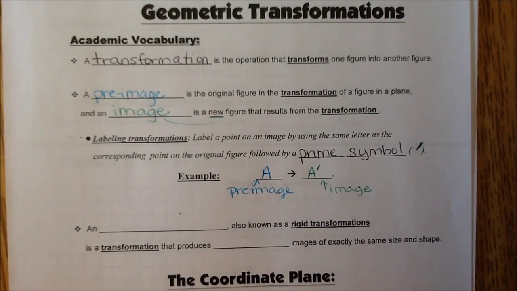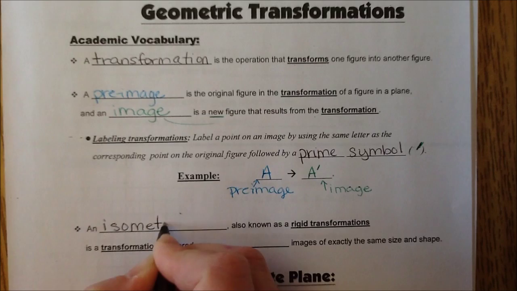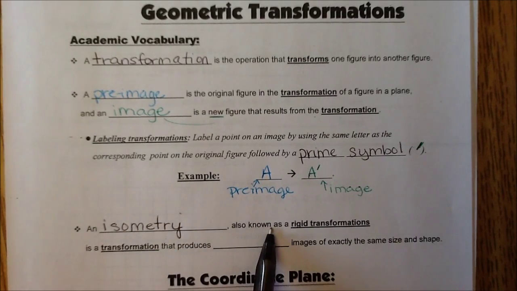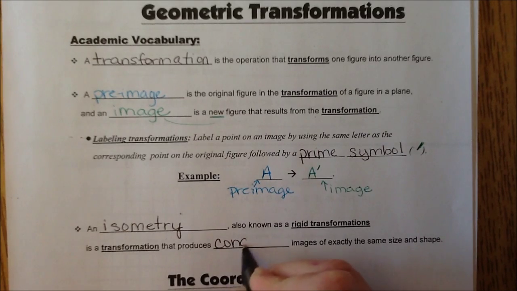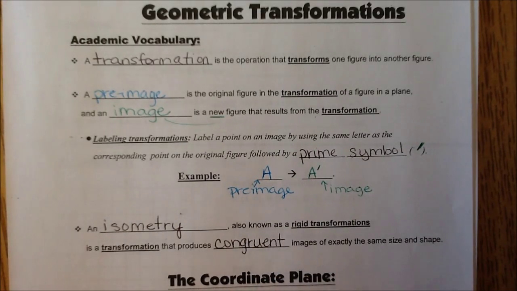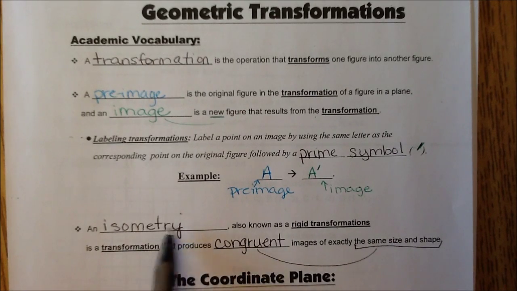And now we also have an isometry. Isometry, I-S-O-M, sorry, I'm in black. Isometry is also known as a rigid transformation. It's a transformation that produces congruent images of exactly the same shape and same size. And congruent, remember, means the same shape, same size. So a rigid transformation, also known as an isometry, produces a congruent shape. We're not changing the shape or the size.